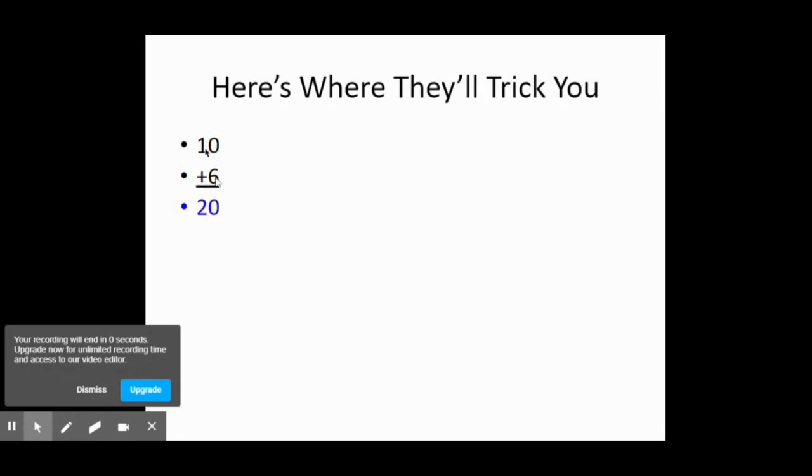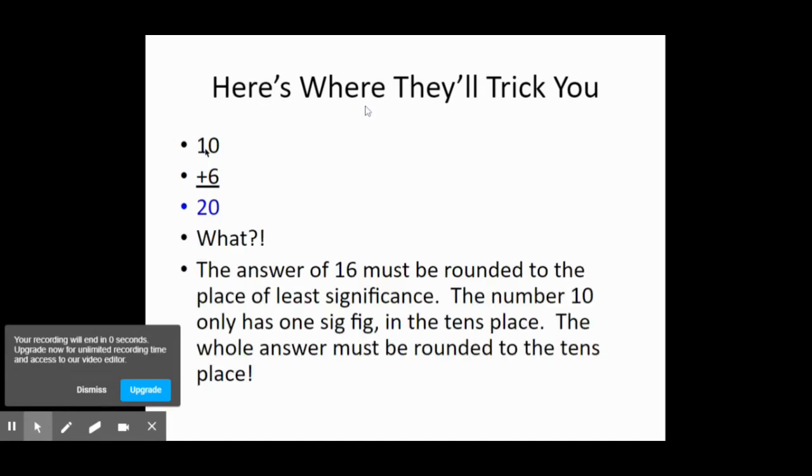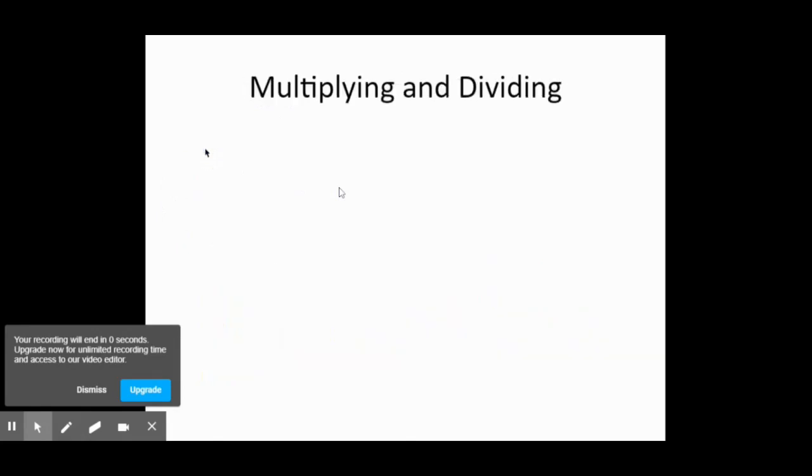When we add them up, we get 16, but we have to round because we can only keep to the tens place. The 6 would make the 1 round up to a 2. So 10 plus 6 is 20 because we are only allowed to keep the place of significance here. So we have to keep only a tens place. So yes, 10 plus 6 is 20. Okay, so we have to round to the worst place value, basically, in sig figs when you're adding and subtracting.